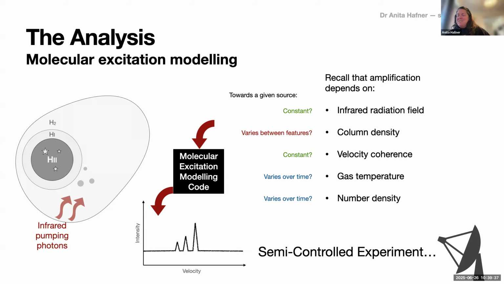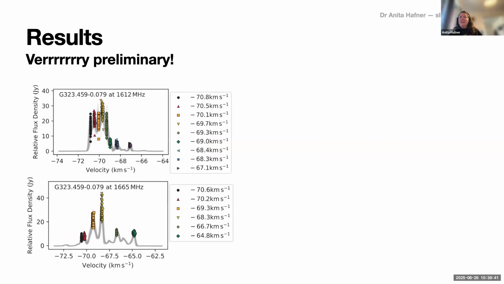So while Gordon was talking, I tried to throw together some slides of some extremely preliminary results. This is an example of two of the spectra. These are towards the same object. We got them at the 1612 and 1665, just to give you a bit of an idea of how complex and how many features we're looking at here.